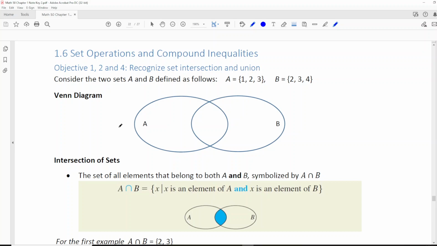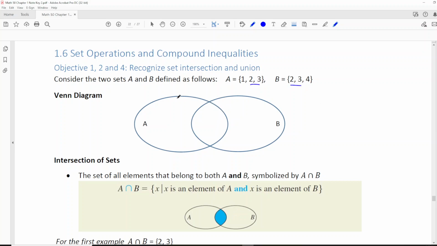So I like to show this with a Venn diagram. If you've never seen one before, don't worry, they'll make sense by the end. If you consider two sets, we've got set A defined as the numbers 1, 2, 3, and set B defined as the numbers 2, 3, 4. In the first circle for A, we're going to write the numbers 1, 2, 3. But when we write them, we're going to notice that 2 and 3 are actually in both of the sets.